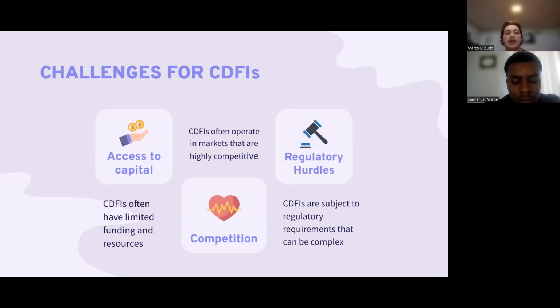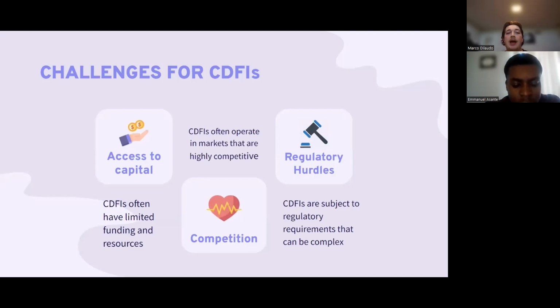Another significant challenge faced by CDFIs is competition. CDFIs often operate in markets dominated by larger, more established financial institutions. These institutions may have greater resources and a broader range of products and services, making it difficult for CDFIs to compete. This can limit their ability to attract and retain customers and generate sufficient revenue to sustain their operations.